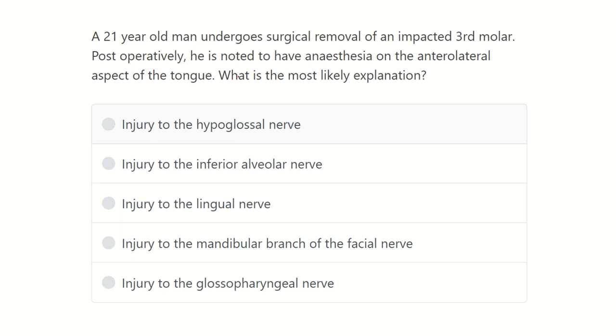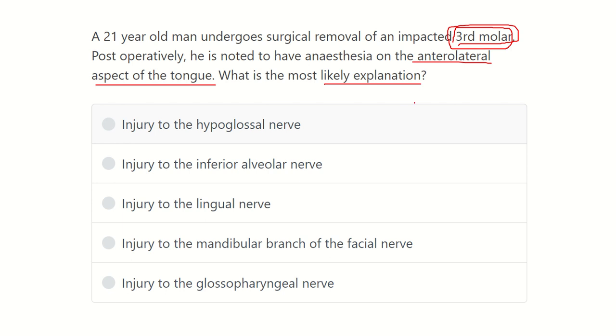So first of all, find out the key points from the question. A 21-year-old man undergoes surgical removal of the impacted third molar. That means the last molar or the innermost tooth. Post-operatively, he is noted to have anesthesia on the anterolateral aspect of the tongue. What is the most likely explanation?